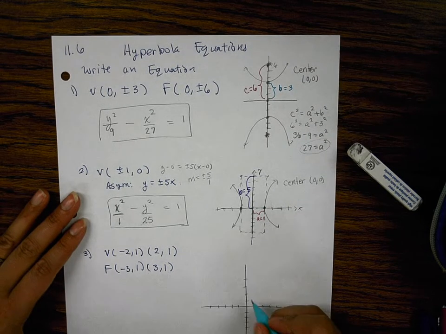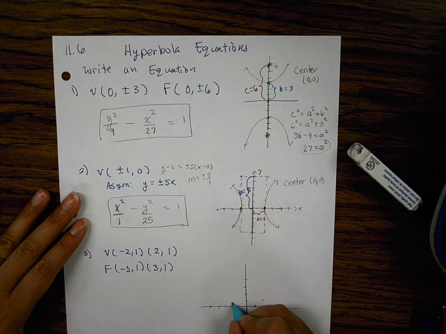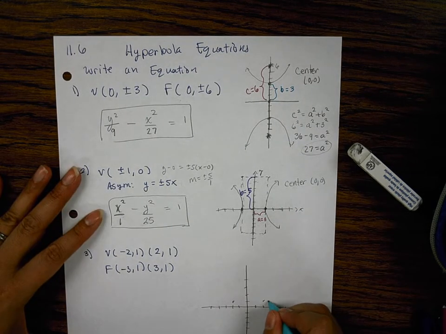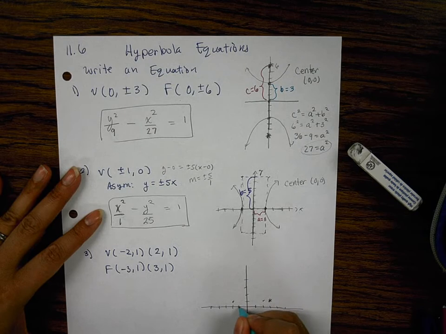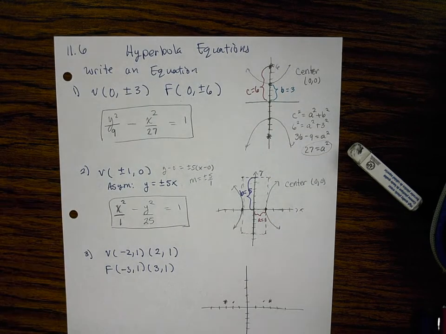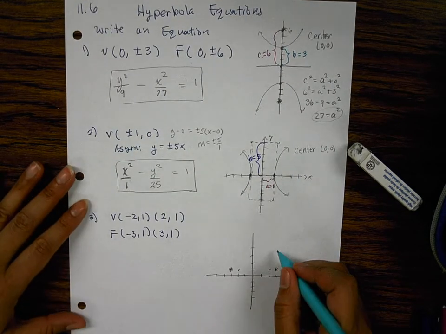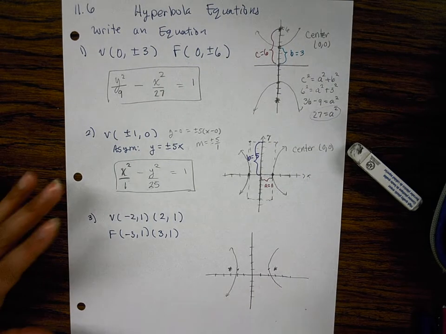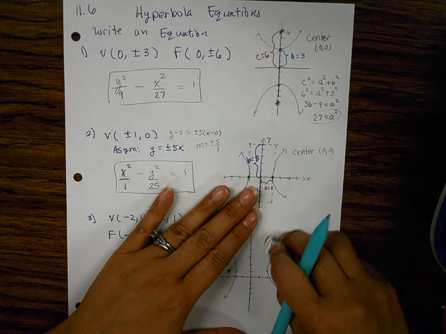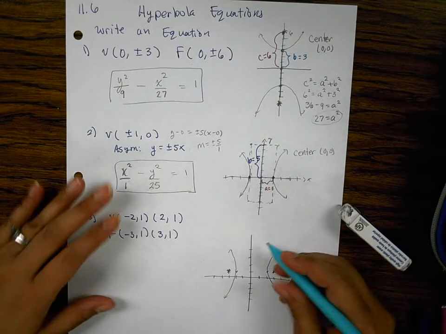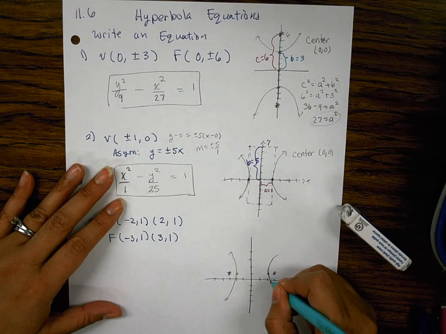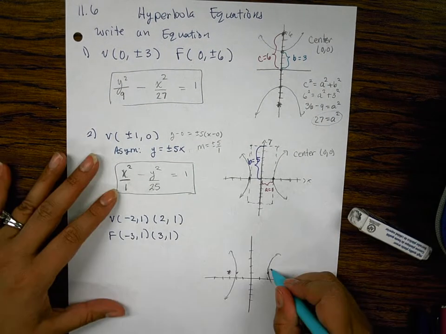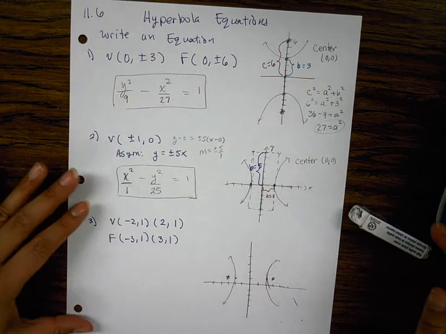Okay. Those are my vertices, and the foci are right and left 3, up 1. Okay, so we can tell the hyperbola is going to be opening right and left. Even without the foci, we can tell that because your hyperbola always opens in the direction of whatever your vertices are running. If your vertices are running right and left, then your hyperbola is opening right and left.